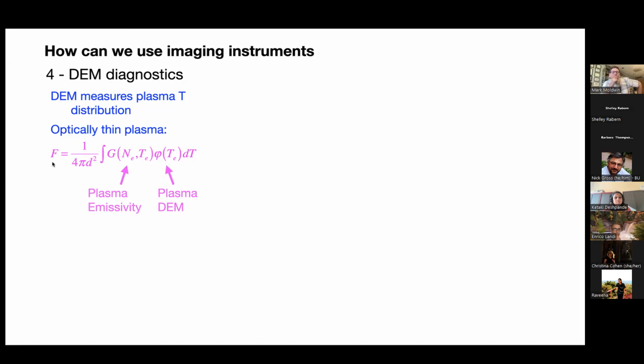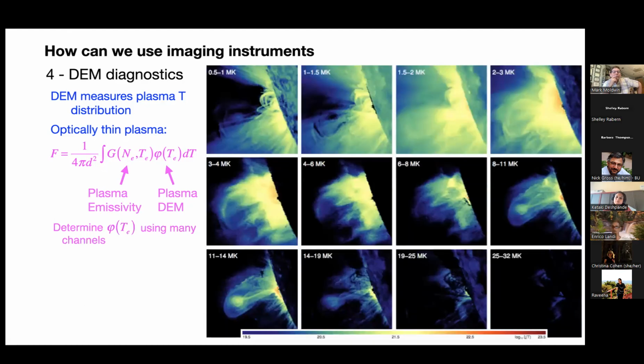Now, this is what I see in one channel. And I know the plasma emissivity because I can calculate the solar spectrum, and I know how my instrument reacts to the solar spectrum. So if I have several of these channels, measuring F and knowing this plasma emissivity, I can sample this function through inversion methods. I'm not going into the details of these diagnostics. I'm just showing the results. I can determine this function as a function of the electron temperature, and this is what it looks like.